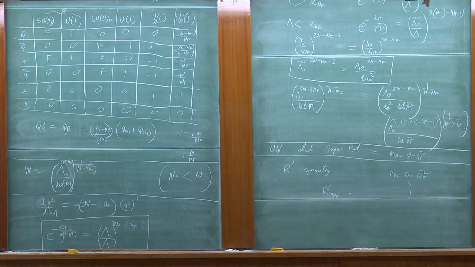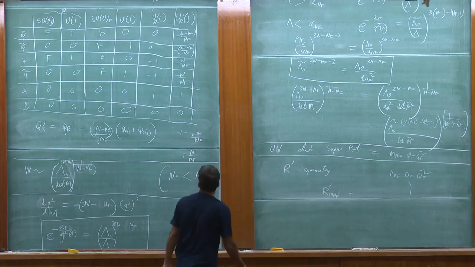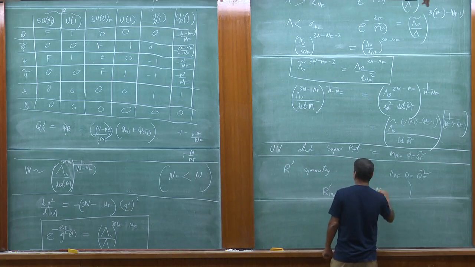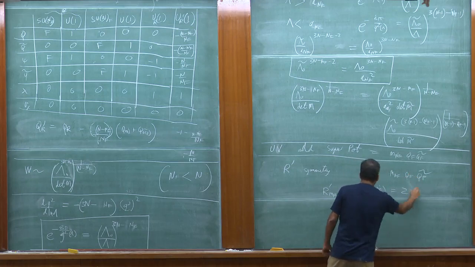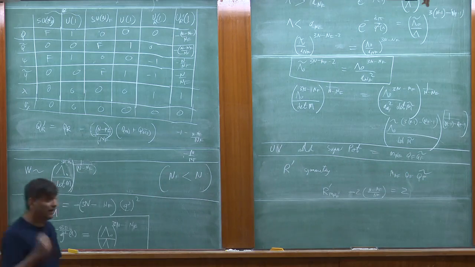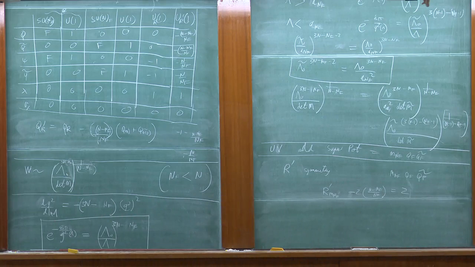So this R prime symmetry of this MNF field plus the R symmetry of Q and Q tilde, which is minus 2 into N minus NF divided by NF, has to be equal to 2. Quantum action should have the R prime symmetry. Yes, but the quantum action has the R prime symmetry only if the classical action had the R prime symmetry. The classical action also had R prime symmetry.